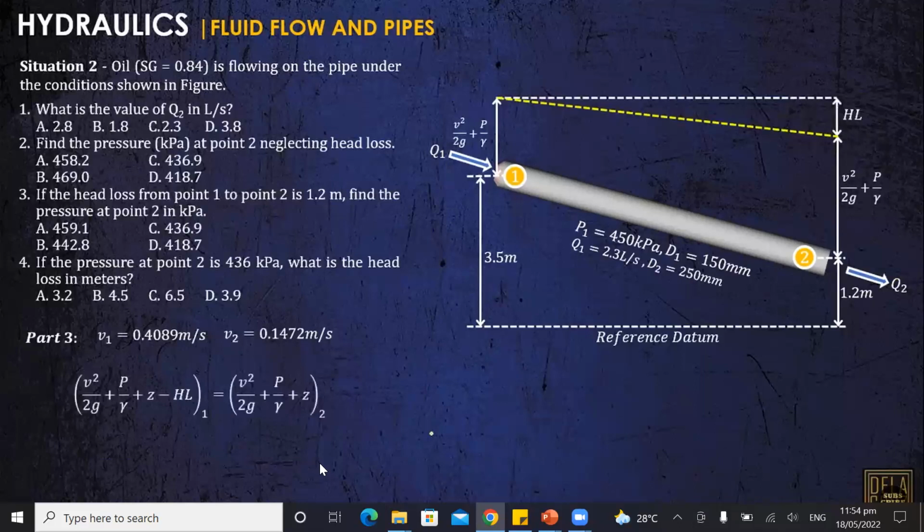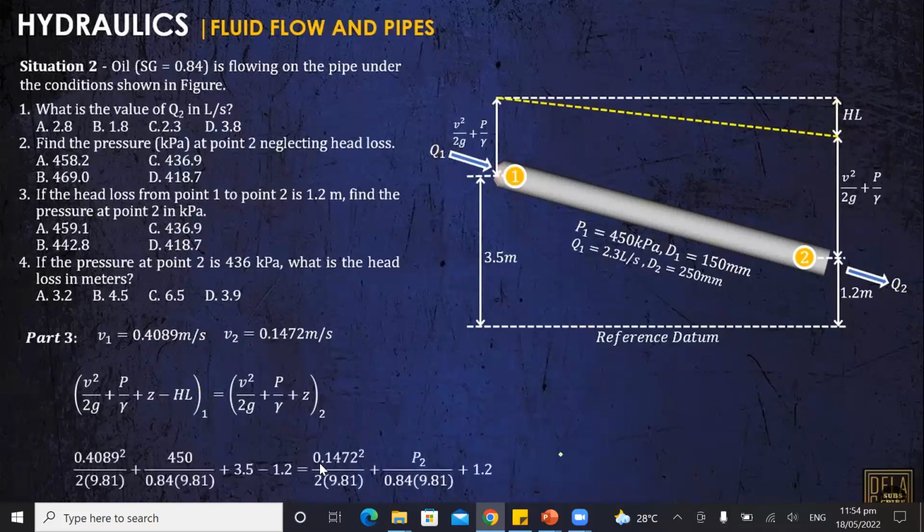So again, we'll just input this head loss here. Of course, that is minus, as you can see in the figure. This total energy here, minus na natin ng HL, then that will be the total energy here. That is energy at 2. Alright? So, substitute lang, the same sa ginawa natin kanina, but we have here the head loss. Solve natin si P2. That is 459.1 kPa.